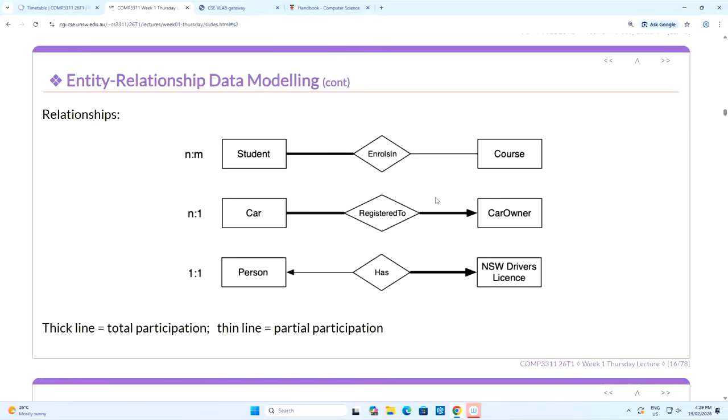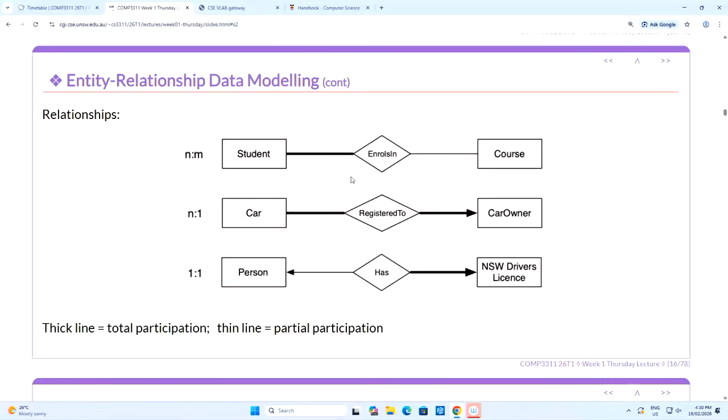In this case, we need to mark the one cardinality side using an arrow. So here, basically, this means that a car can be registered to only one car owner. And when we have a thin line, it means there's no participation constraint. And when we have a bold line, or in some lecture notes, you see a double line, then it means total participation.